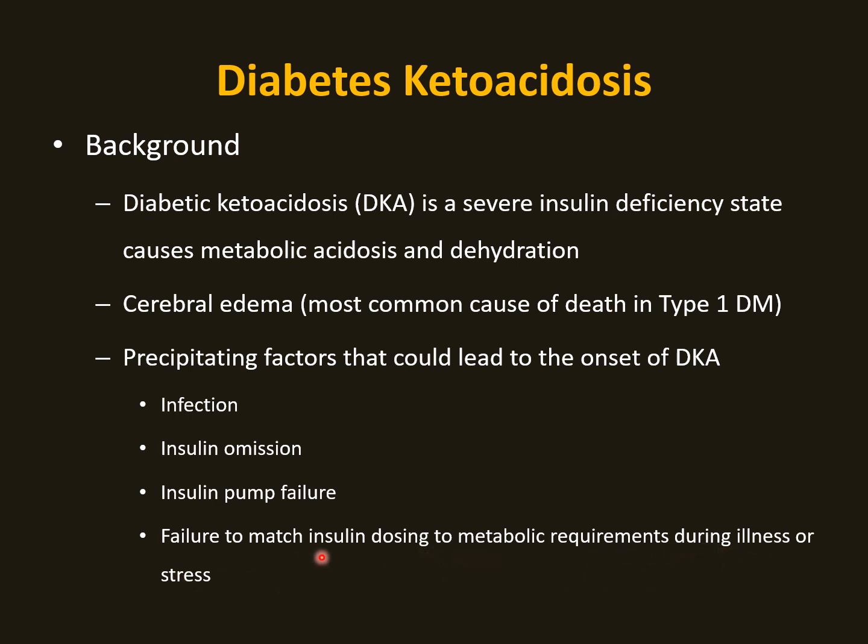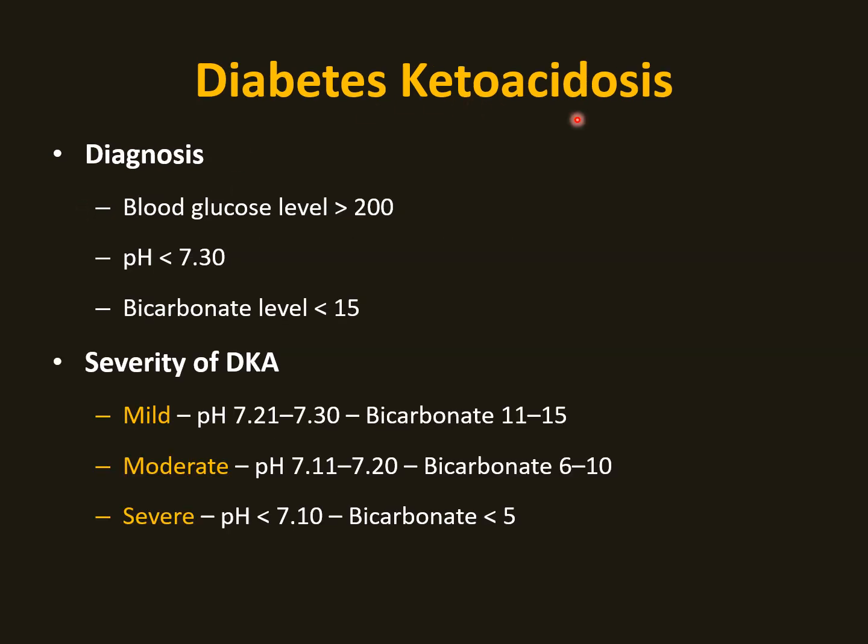So when the patient is sick, they need to increase the dose of insulin. Diagnosis of diabetic ketoacidosis: blood sugar level more than 200, pH less than 7.3 and bicarb less than 15. Severity of the DKA: in mild cases the pH will be 7.21 to 7.3 and the bicarb between 11 and 15. Moderate, the pH will be between 7.11 and 7.2 and the bicarb between 6 and 10. Severe DKA, the pH is less than 7.1 and the bicarb is less than 5.